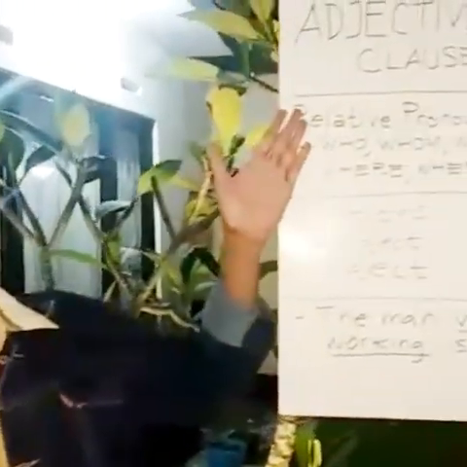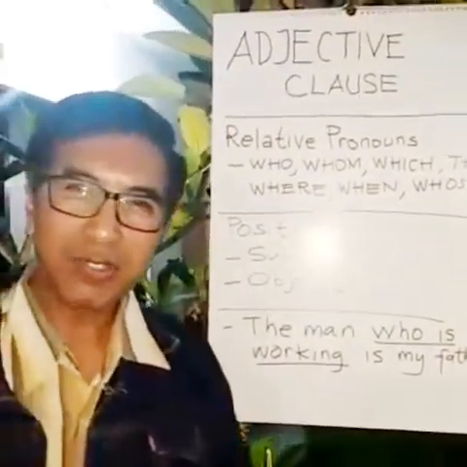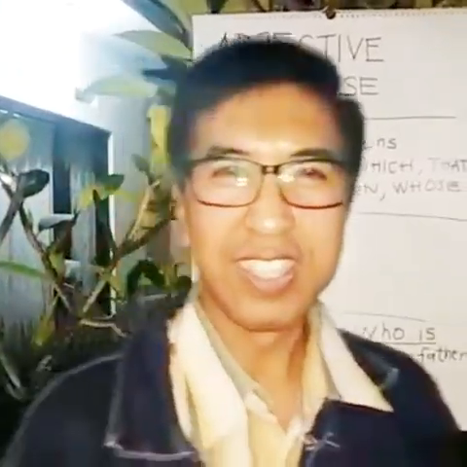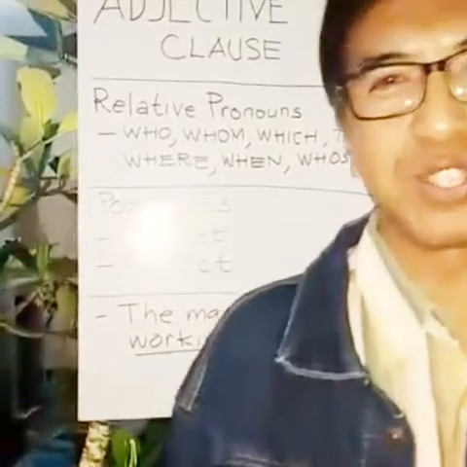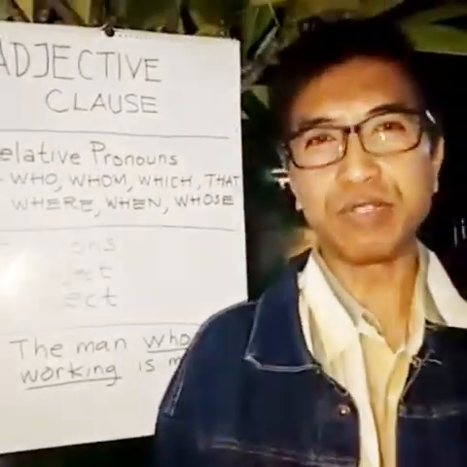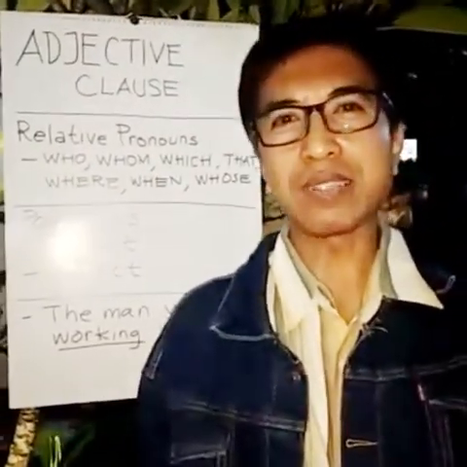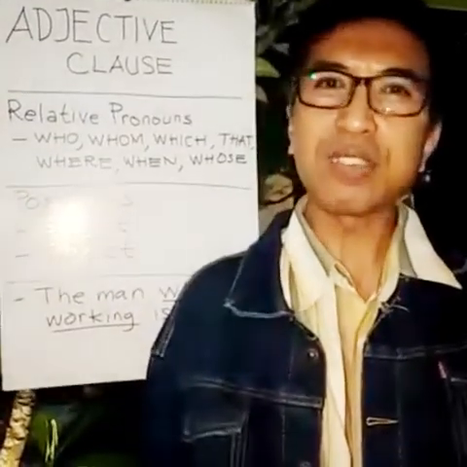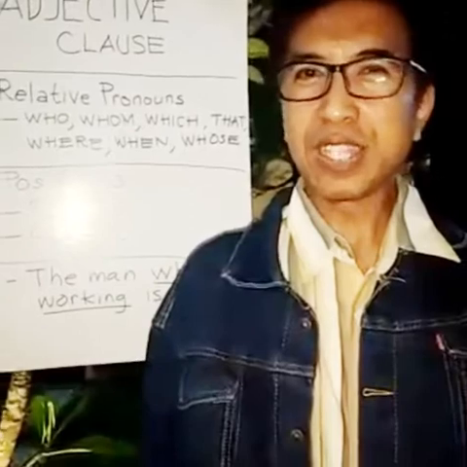And the topic we will learn today is adjective clause. What is adjective clause? Adjective clause is a clause to modify a noun. As you know, adjective clause is principally the same as adjective. For example, the red book. Red is an adjective, but it is not an adjective clause. What is the difference?